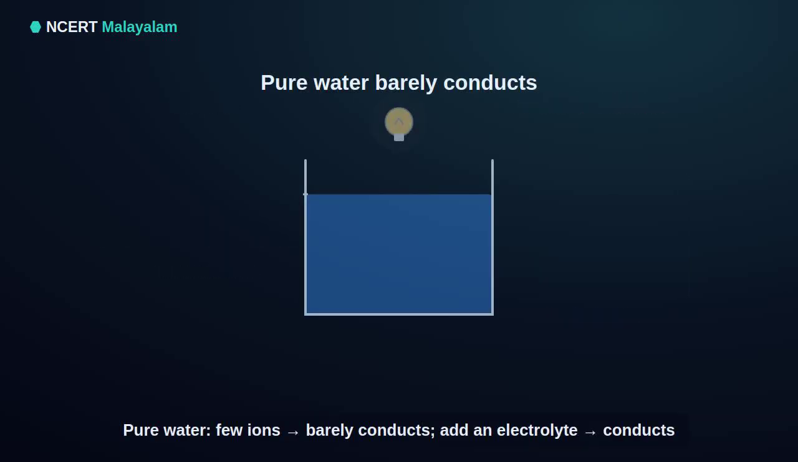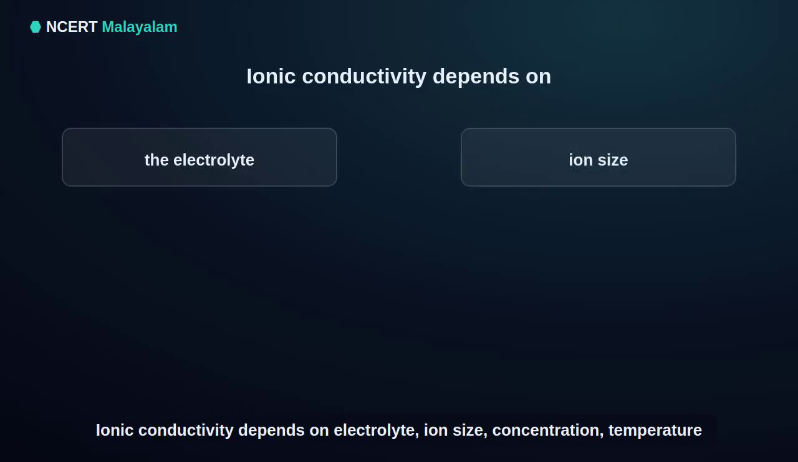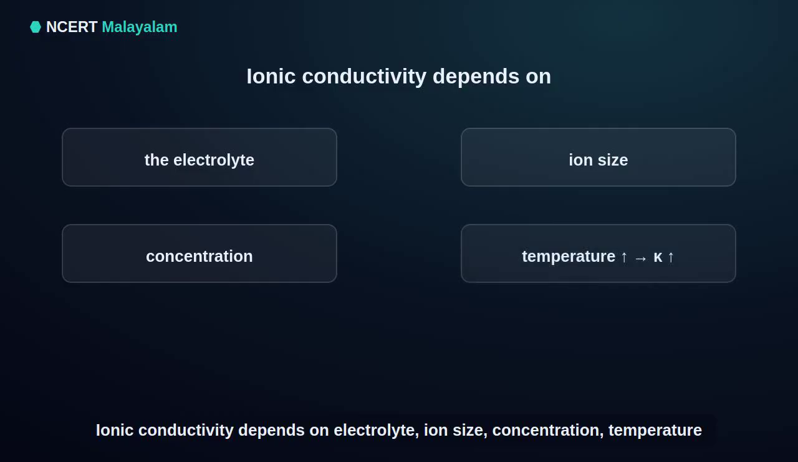Pure water has very few ions, so it barely conducts. Now add an electrolyte to it, and it conducts well. Ionic conductivity depends on several things: the electrolyte used, the size of the ions, the concentration, and the temperature.